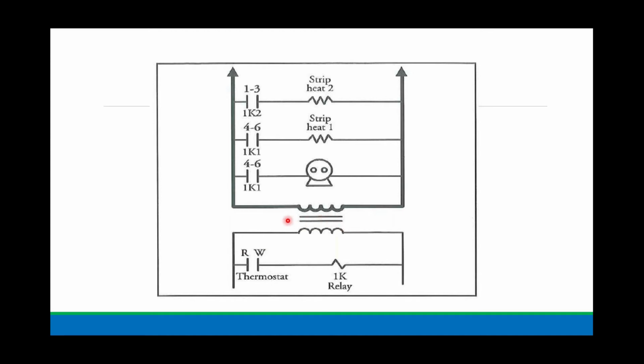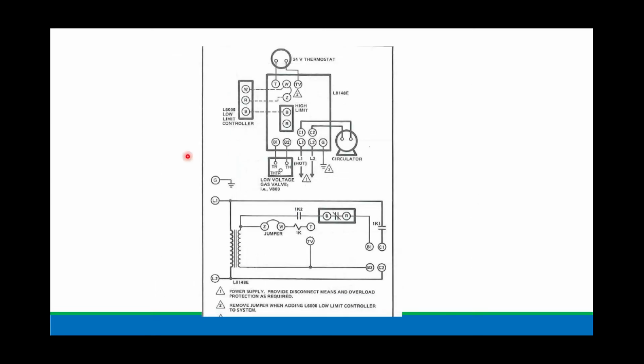There's my normally open thermostat, so we close the thermostat, energize the 1K relay, and complete the circuit. Once 1K is energized, the 1K1 switch closes and the 1K2 switch closes. We energize a fan motor and both heat strips.